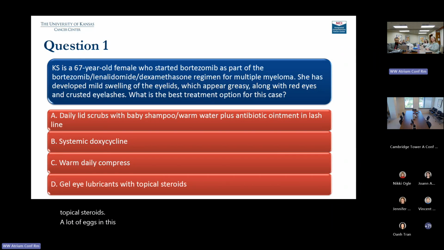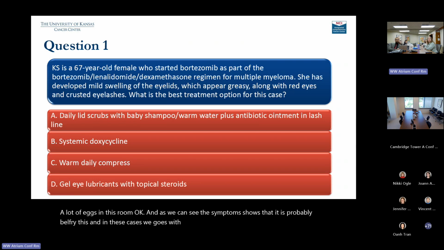Okay. As we can see, the symptoms show that it is probably blepharitis. In these cases, we go with option A, which is daily lid scrubs with baby shampoo or warm water plus antibiotic ointment on the lash line.